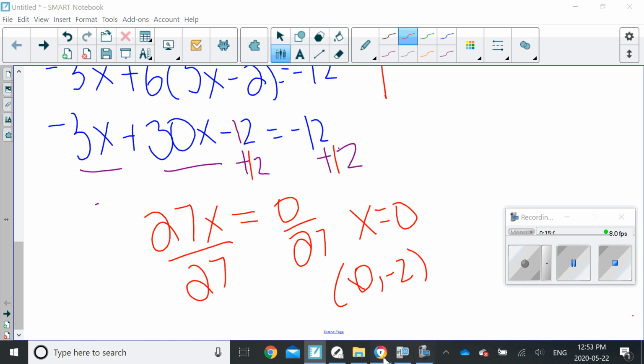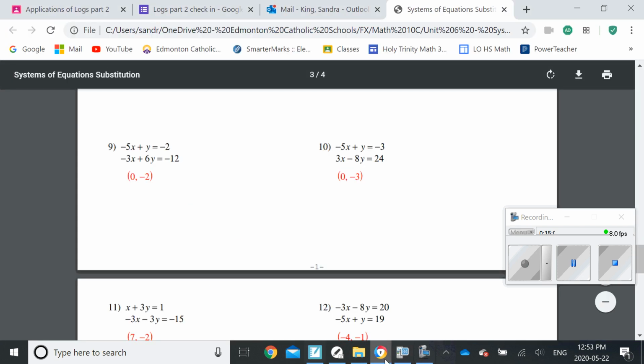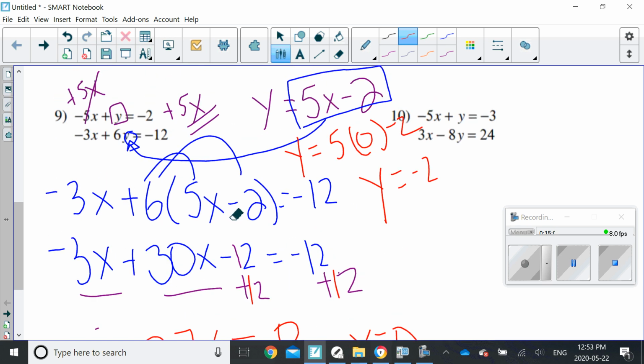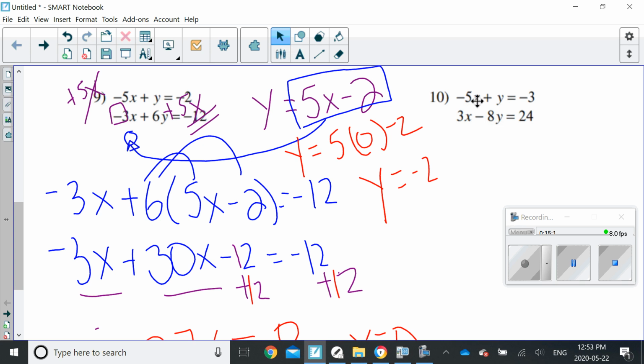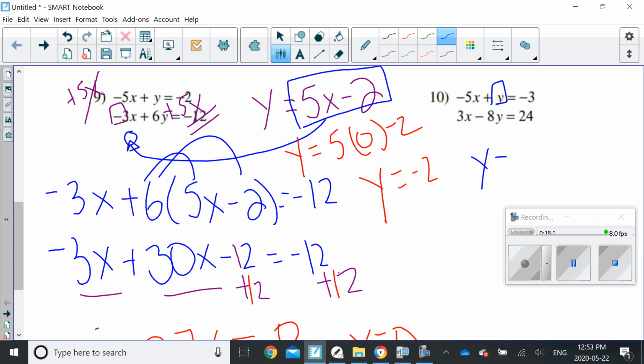And let's just quickly have a look and see if that's right. 0, negative 2. Yes. So I think that's probably enough practice. I'll just quickly show you for this one. If that was your question on your test, this is the variable I would isolate. I would isolate y by adding 5x to both sides, right? So you should get y is equal to 5x minus 3. And then that would be what y is equal to, and you would plug it into there. Okay, so that's what I want you to do for 10.